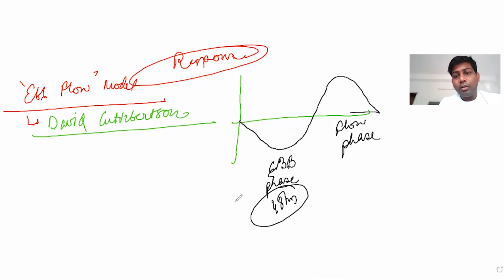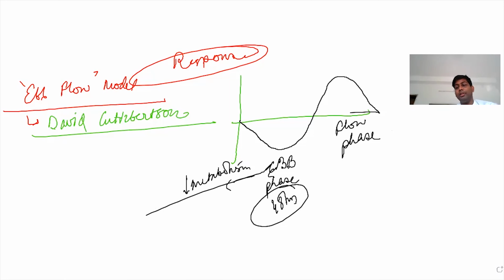This is a stage where we want to decrease the metabolism. In the ebb phase, there is decrease in the metabolism. So basically the body is trying to preserve the energy for the recovery phase.